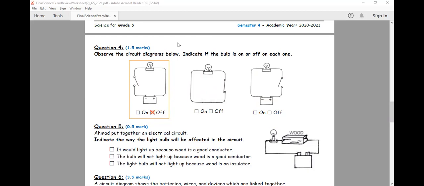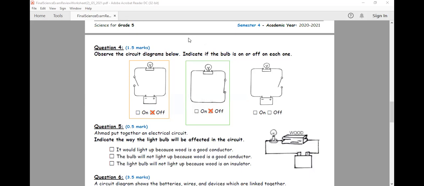The second one. Off, there is no battery. Bravo, Hadi. There is no battery, so it's off. Also, we cannot call it a circuit. There is no source of electricity. It's not a circuit.